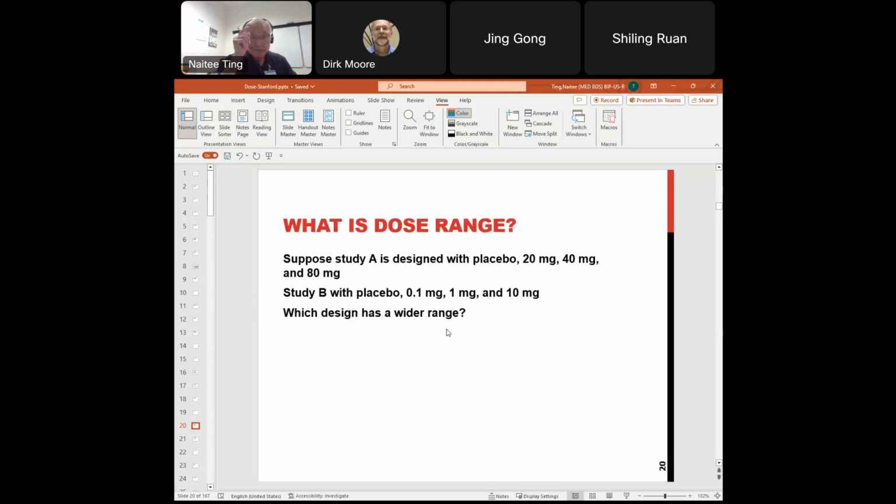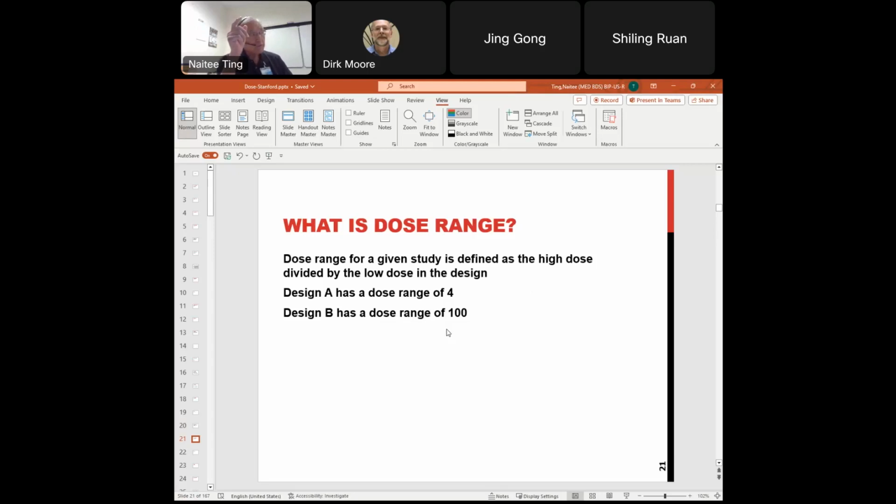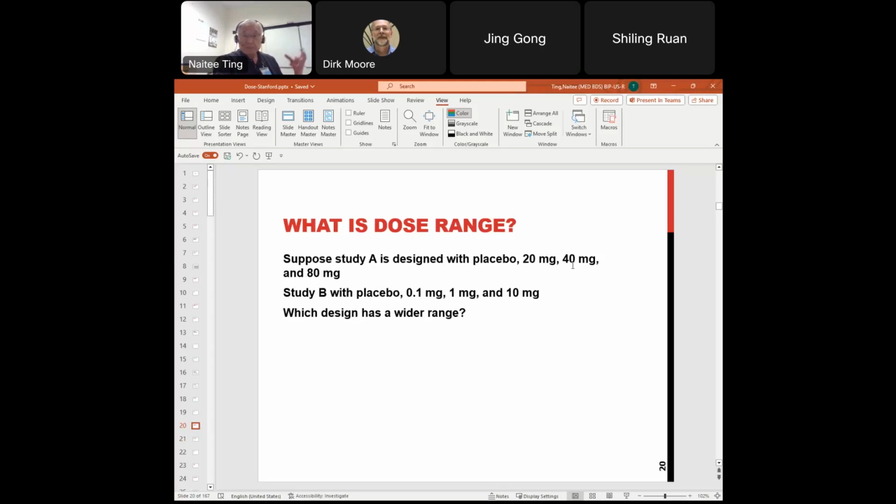So dose range is defined for the same design. It's the high dose divided by the low dose. It's not subtract. If you look at subtraction, A has a range of 60 milligram, B has a range of 9.9. Looks like A is wider, but in fact, it's not. Dose range for a given study is defined as the high dose divided by the low dose. Design A has a range of 4, design B has 100.